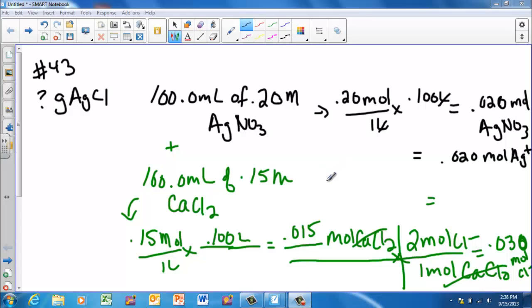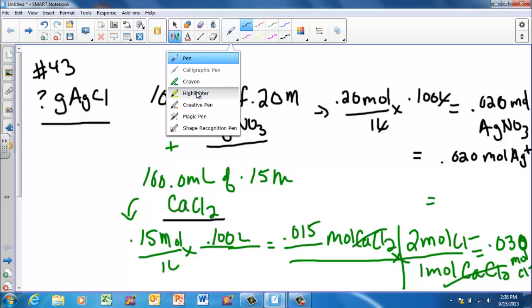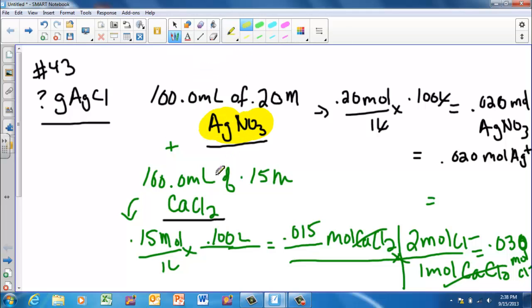Now, 43 we've already talked about, but I'm going to talk you through it again. If you don't have your book out, you probably want to get a copy of the chapter 4 problems out. The first one says 43, and it wants to know how many grams of sodium chloride can be prepared by the reaction of 100 milliliters of 0.20 molar silver nitrate as well as 100 milliliters of 0.15 molar calcium chloride. Okay, so those are the two solutions that we are combining.